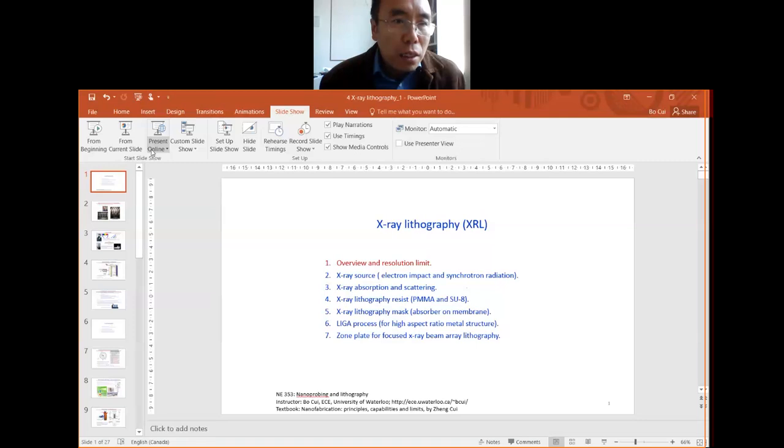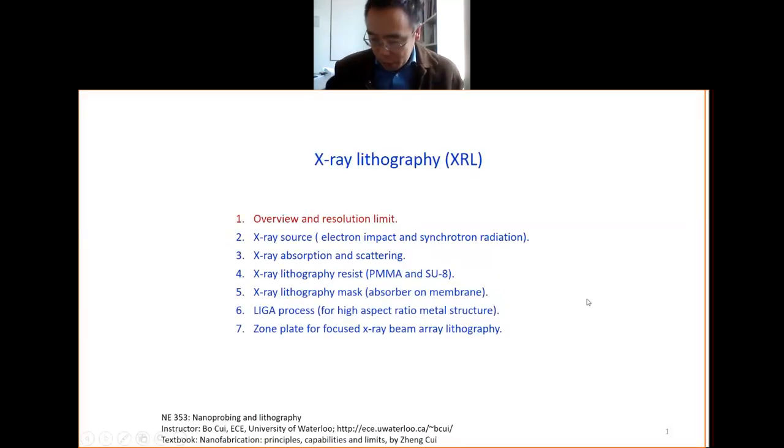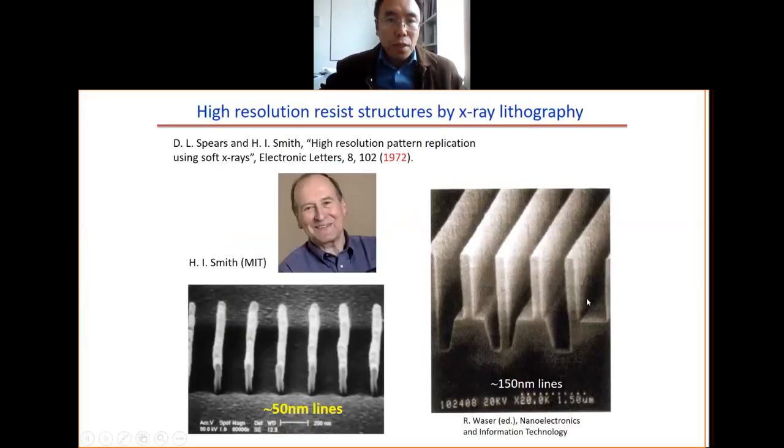So now let's look at X-ray lithography. X-ray lithography was introduced in the 1970s by a group from MIT. This person, his name is Henry Smith. He is still very active even today, and I saw him at conferences, and he is actually my supervisor. So I think he is probably the top figure in the field of nanofabrication.